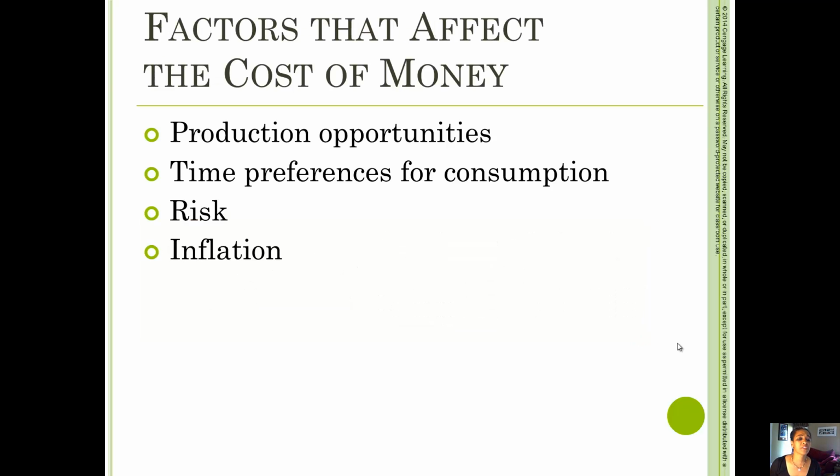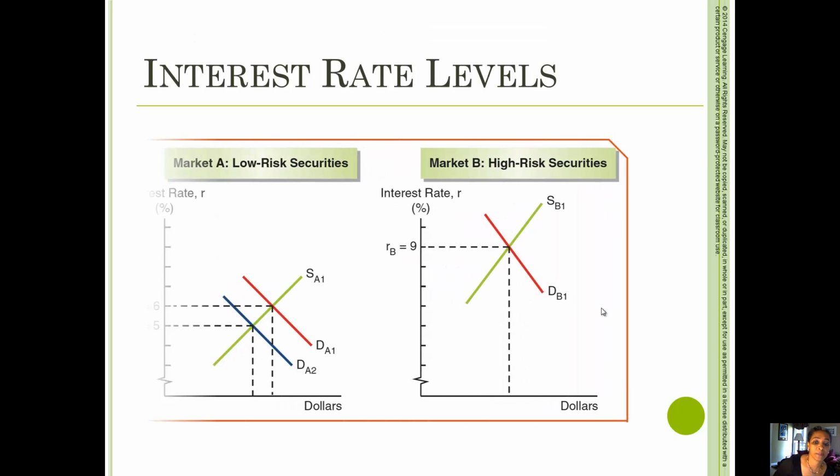So what factors affect the cost of money? Production opportunities. If production opportunities are limited, then money gets more scarce. Time preferences for consumption, and we'll talk about that a little bit more later. Risk. If the environment is risky, then banks are going to be less likely to want to lend money, so that's going to make everyone more risky, and it's going to make the interest rates higher. And then inflation also drives up interest rates, or the cost of money.